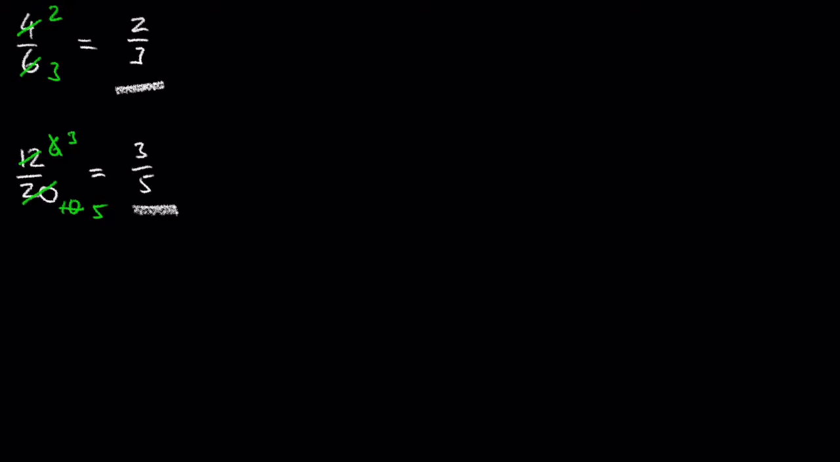The more experience you have, the faster you realize that 12 and 20 is also divisible by 4. 12 divided by 4 is 3, and 20 divided by 4 is 5. 3 and 5 have no common divisor except the number 1, so we're done.